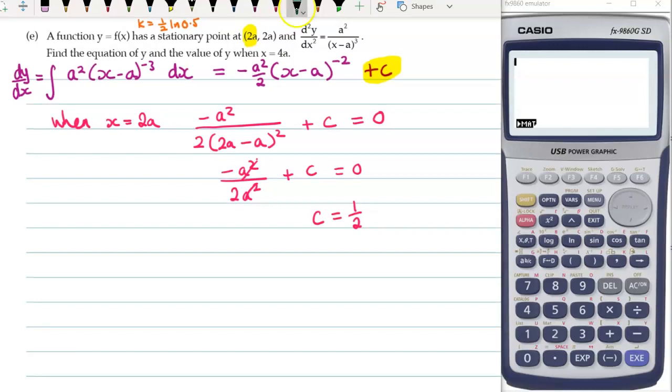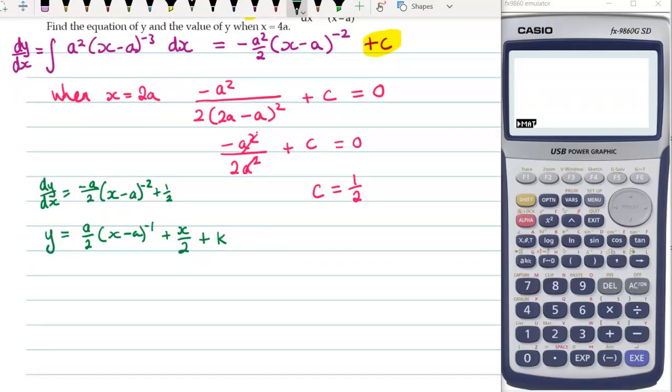So we've got that dy by dx is equal to minus a squared over 2 x minus a to the minus 2 plus a half. Now we need to integrate that to find y. Okay, x minus a, if we increase the power by 1, we have a minus 1. We will divide by that new power, so we've got a over 2. Half integrated becomes x over 2, and then add another constant. This time I'm going to call it k so I don't get confused with the other c.